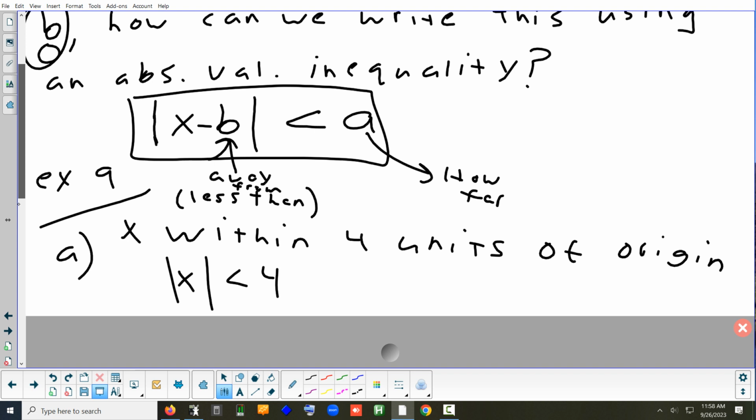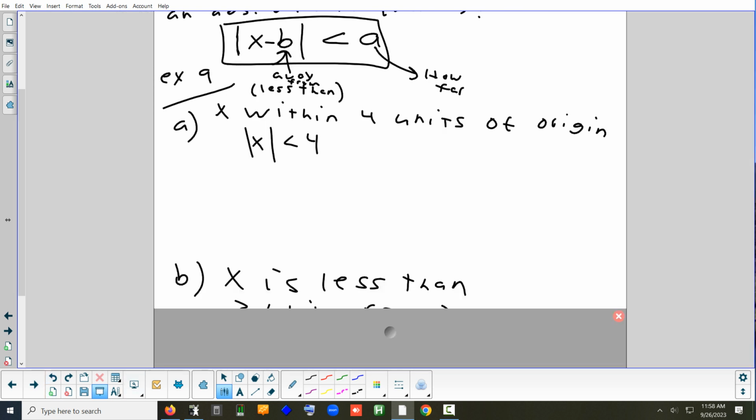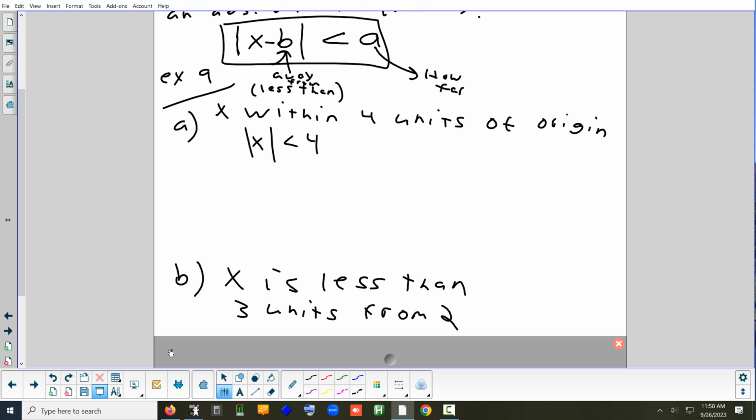Let's try another one of those. Let's say I wanted to represent being less than 3 units from 2. Start out like this, absolute value of x minus, and less than. What are we measuring the distance away from at this point? What's our point that we're going to be away from? Yeah? 2. We're measuring the distance from 2. And how far away do we want to be from that? Up to 3.